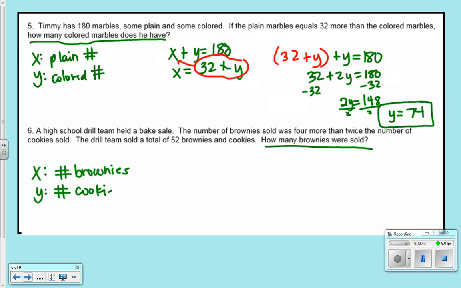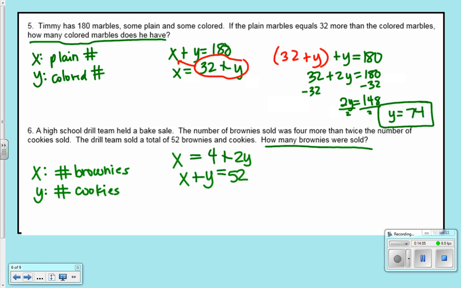So I'm going to set up my equation. The number of brownies sold, so x, was 4 more, so "was" is just like "is", equals 4 more than twice the cookies. Then they sold a total of 52 brownies and cookies. So x plus y has to equal 52. Okay, this would be a great place to pause and go ahead and finish solving if you feel like you can.